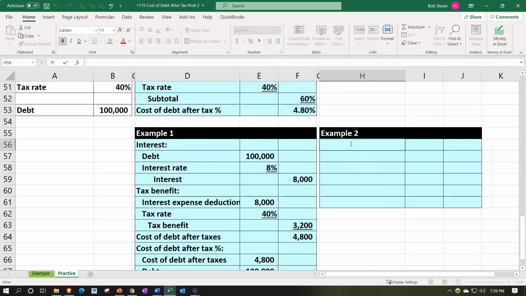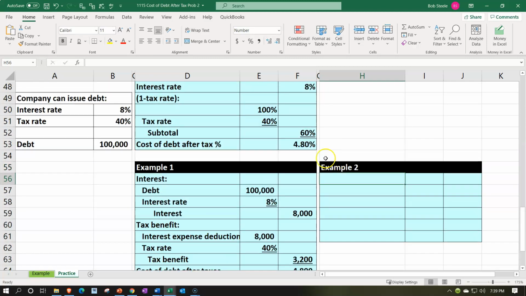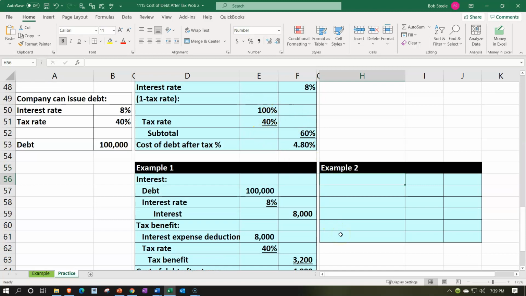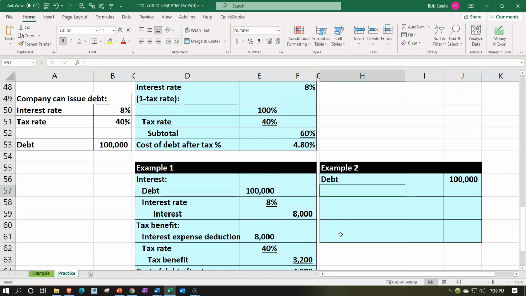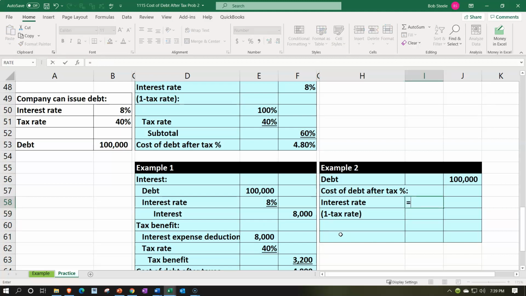Let's do it this way. Now, this is probably the shorthand way if you actually had the debt, which will implement this calculation in it. If we had the debt and we knew that was like 100,000, I could shorten up this calculation by getting right to the cost of debt after tax percent here, which would be the interest rate times 1 minus the tax rate. So we've got the interest rate, which is going to be equal to the 8%.